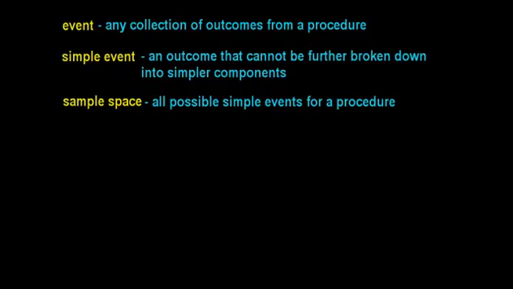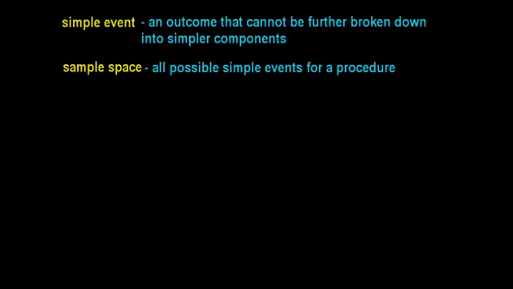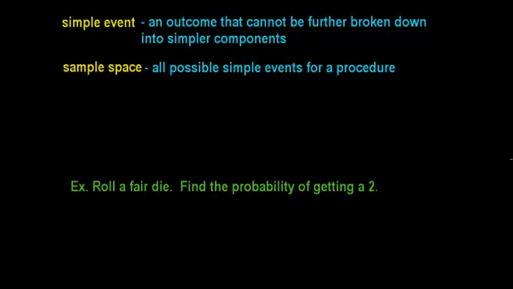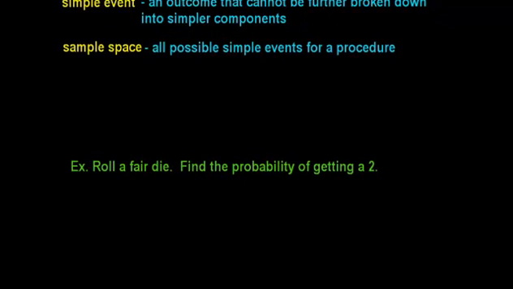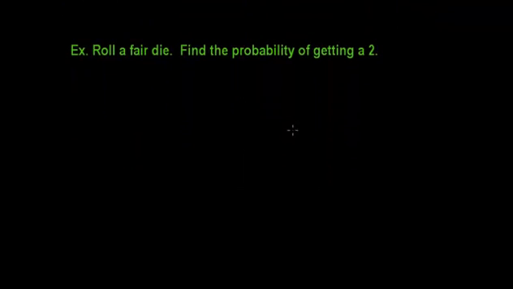Okay, so let's look at an example. Here's a very simple example. We're going to roll a fair die, and we want to find the probability of getting a 2. Okay, so this is a simple event. Roll a fair die one time, and that's our simple event. And we want to determine our sample space.